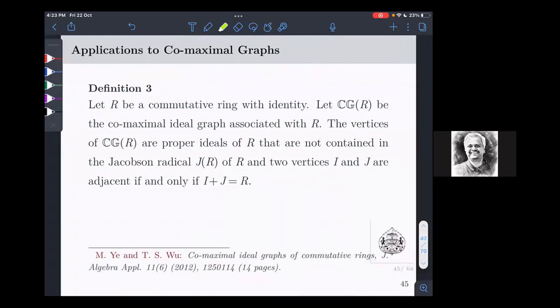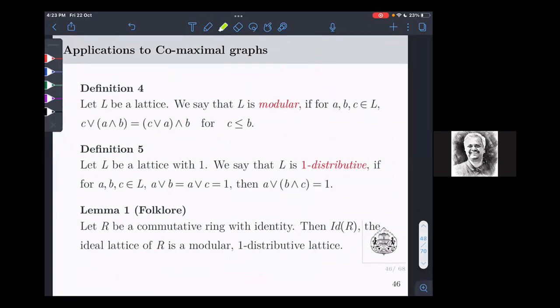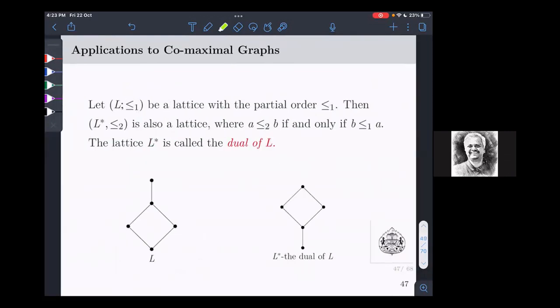And what we did here again, I will not go in much detail. Yeah, I will talk about a little bit of the dual of a lattice. This is a lattice L, and this is its dual. Now you can see that this is inverted through 180 degrees. So this is the partial order. Okay, so that is the dual. So just invert it through 180 degrees. So this becomes a dual of it.